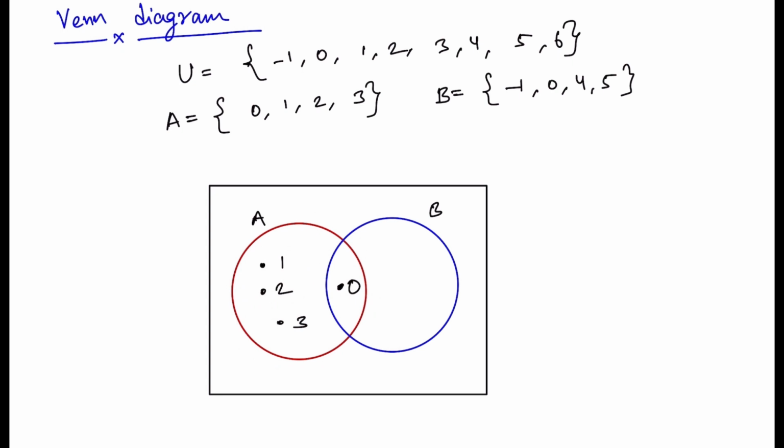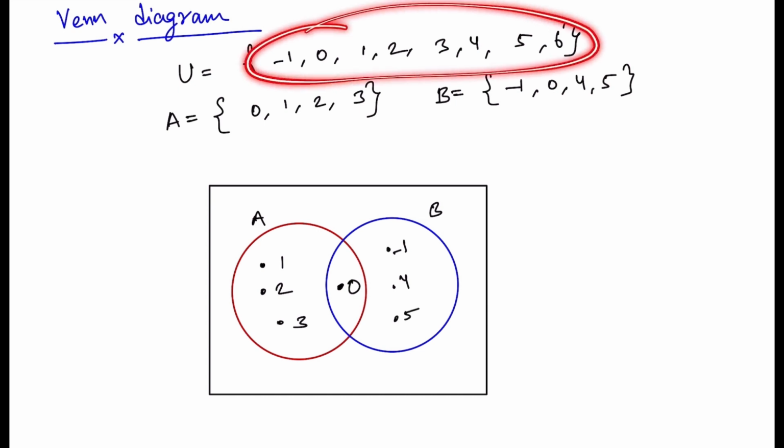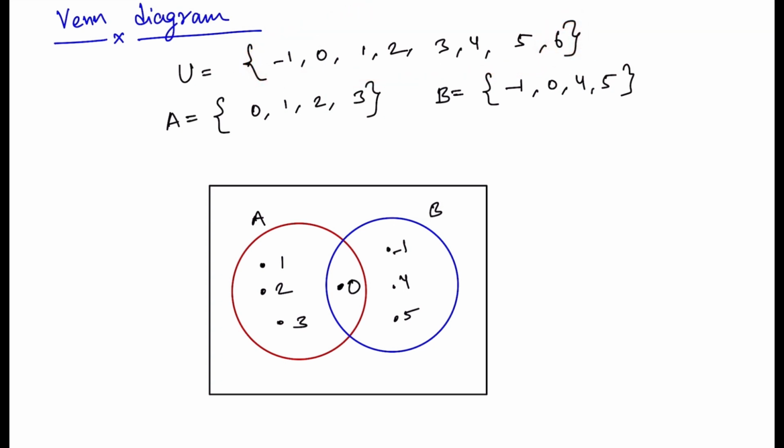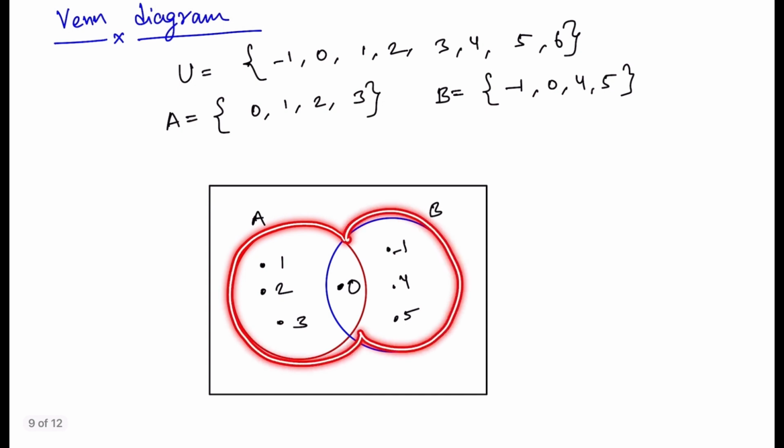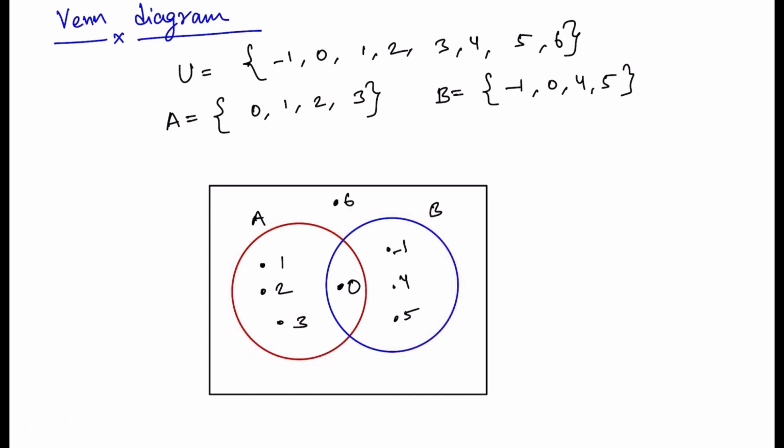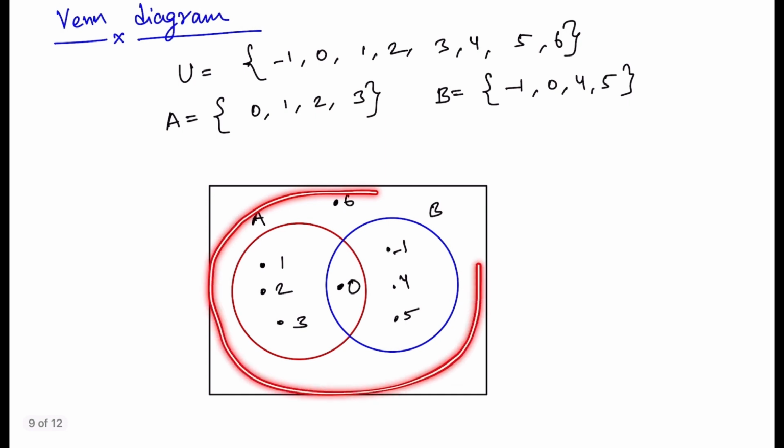Next we have to write all the elements of B. So this is the region for B, and B will have elements -1, 0, 4, 5. So here 0 is already there, and -1, 4, 5 go in the rest of B. There is a remaining element in the universal set, which is 6, and that 6 will be outside of this region. ये जो region है इसके बाहर होगा 6 यहाँ पे. ठीक है, you can put it anywhere outside the regions of A and B.